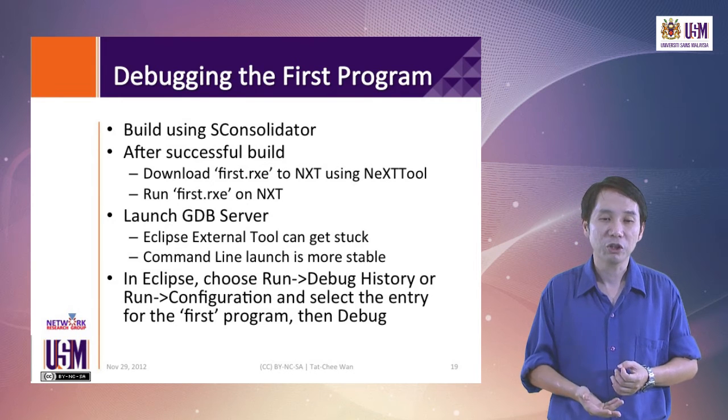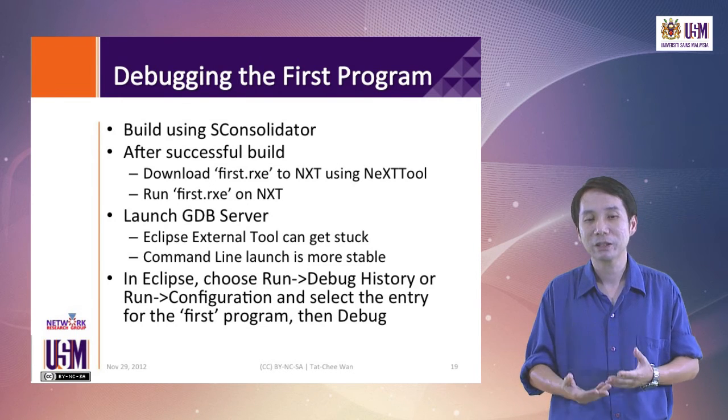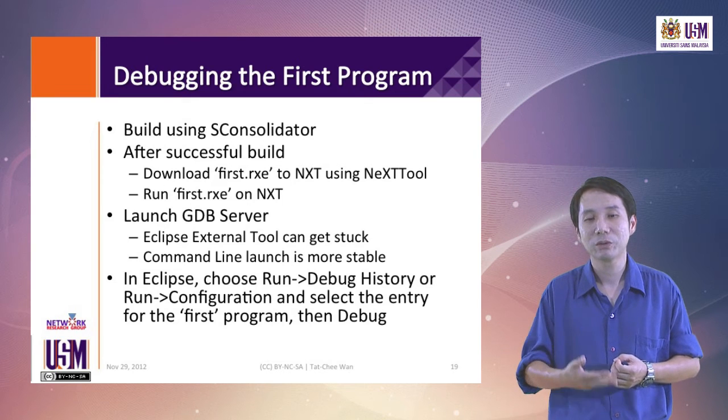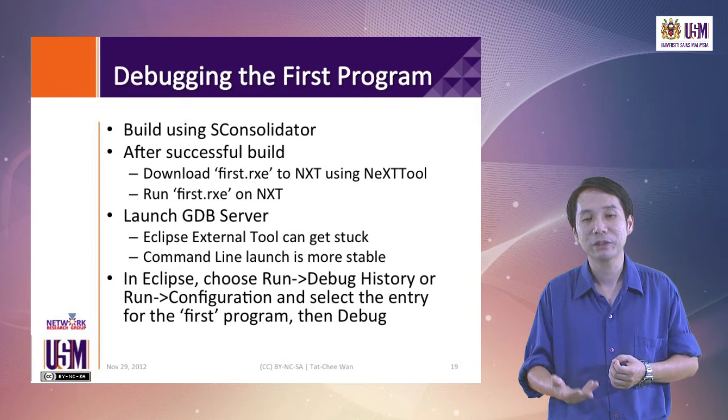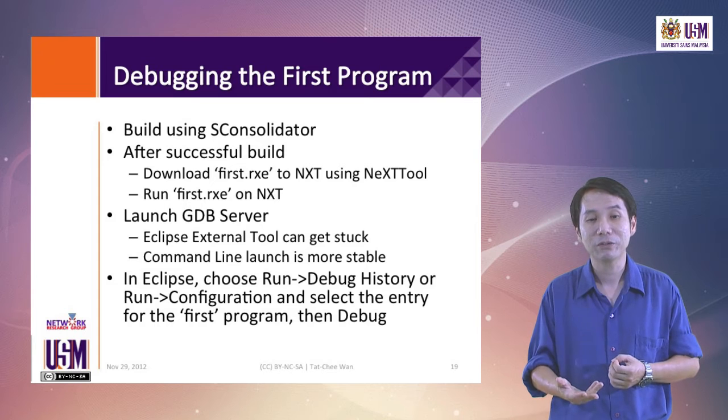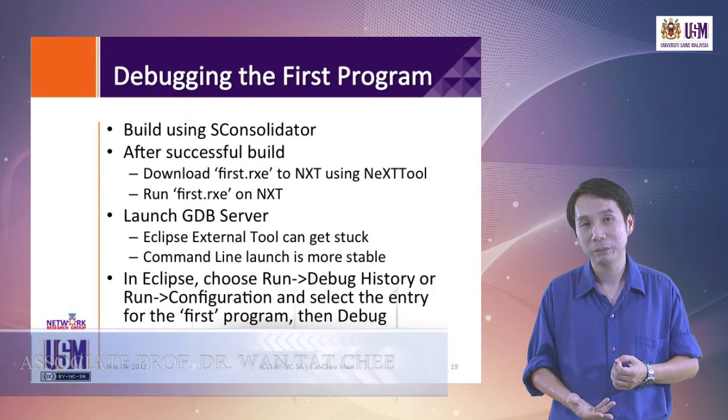So after this has been launched, the next step of course is to debug the program. In Eclipse, we choose Run, Debug History or else Run Configuration and select the entry for the first program, then do the debugging.